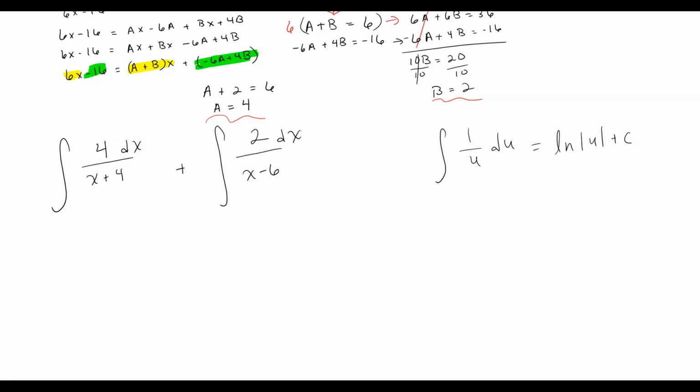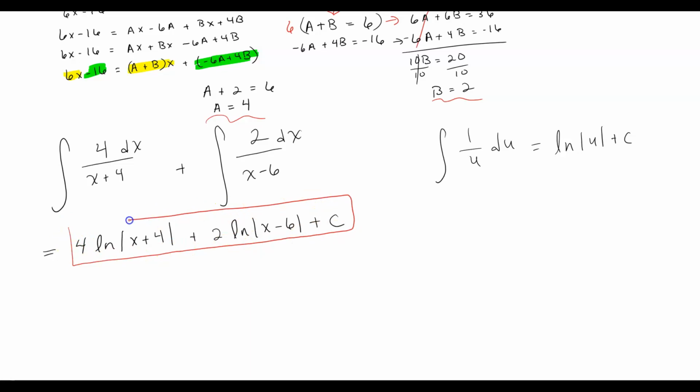So very simply put, the 4 in the first is our coefficient, the 2 in the second is our coefficient for our natural log functions. And we're basically done. So 4 times the natural log of the absolute value of x plus 4, plus 2 times the natural log of the absolute value of x minus 6, and then we add c. All right, so we get that right there, and we have our answer.